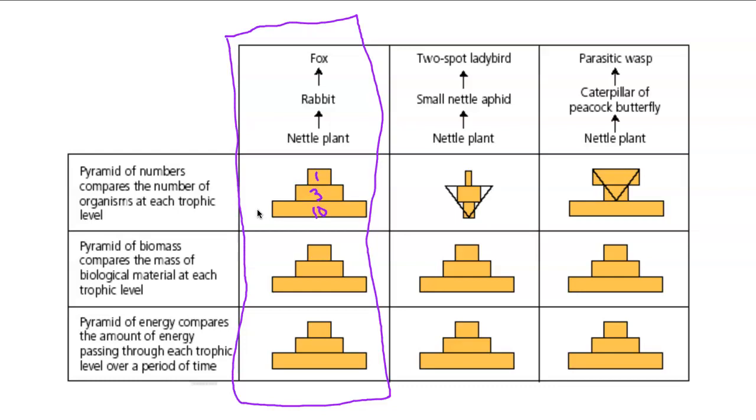Pyramid of biomass is comparing a unit of measure of weight, how much mass, biological matter there is at each trophic level. And then energy, the amount of energy. So kilocalories, rule of 10%, that's what's going on here. In all cases, there are more producers than there are any other level within the ecosystem.